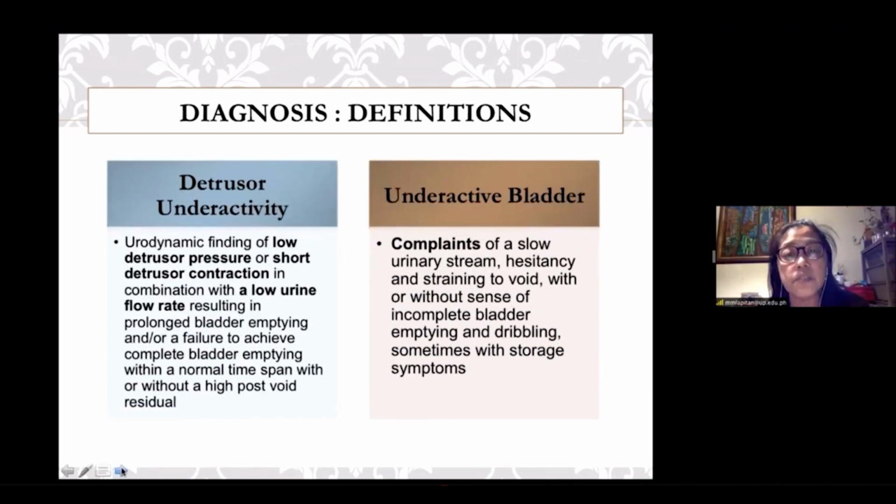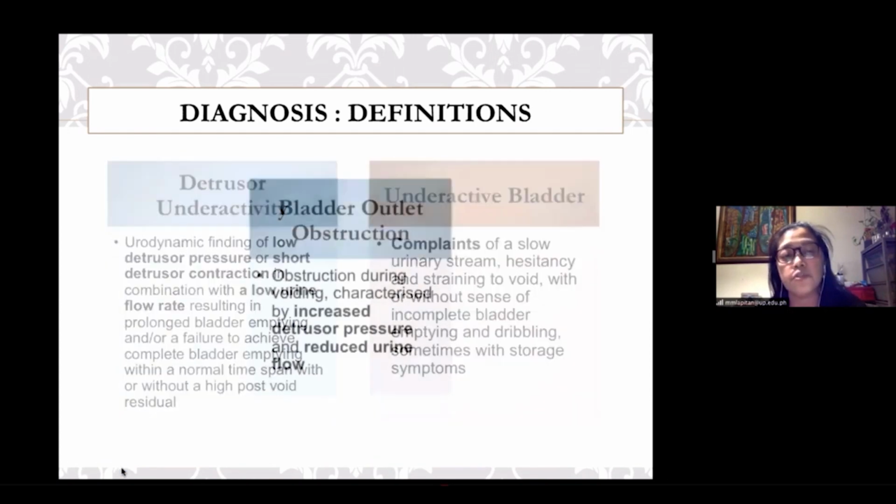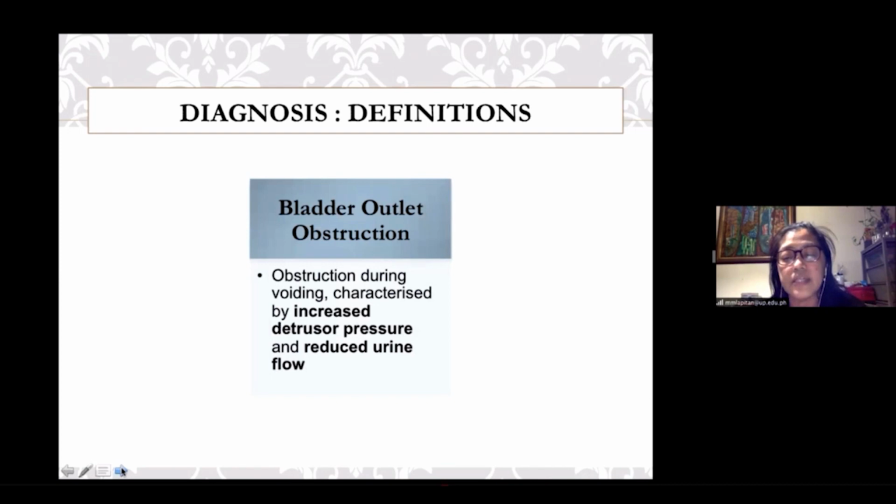Similarly, the distinction between the diagnosis of the detrusor underactivity and the underactive bladder is the need for urodynamic findings on the status of the detrusor pressure, detrusor contraction, and flow rate in the former, and just the presence of complaints of obstructive LUTS for the latter. And I'm sure you are all familiar with the definition of bladder outlet obstruction from your male BPH patients, which is a urodynamic diagnosis based on the findings of an increased detrusor pressure and a reduced urinary flow.